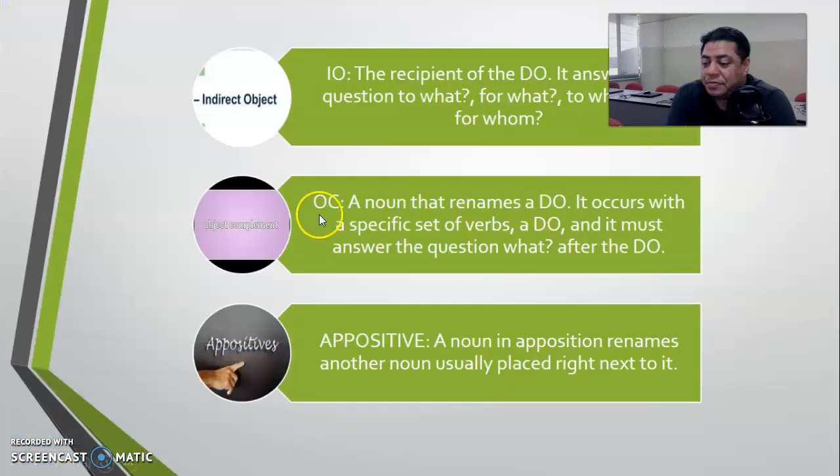Here we go. Next, we have the case of object complements. Remember, again, an object complement can only occur with a direct object. And in this case, we find the opposite in terms of order. In the case of an indirect object, the indirect object precedes the direct object.